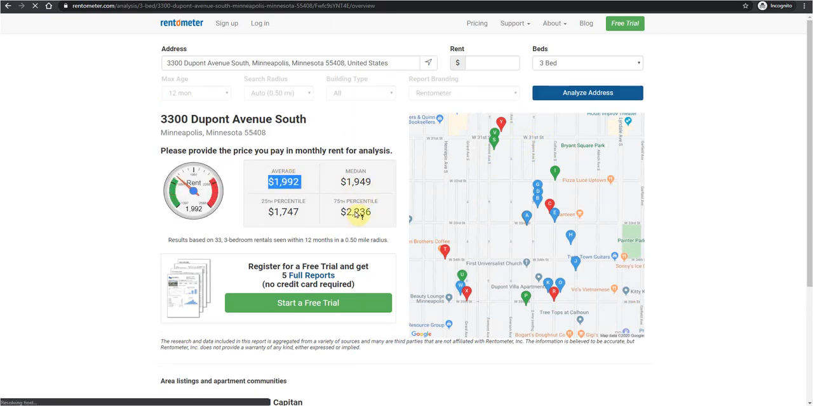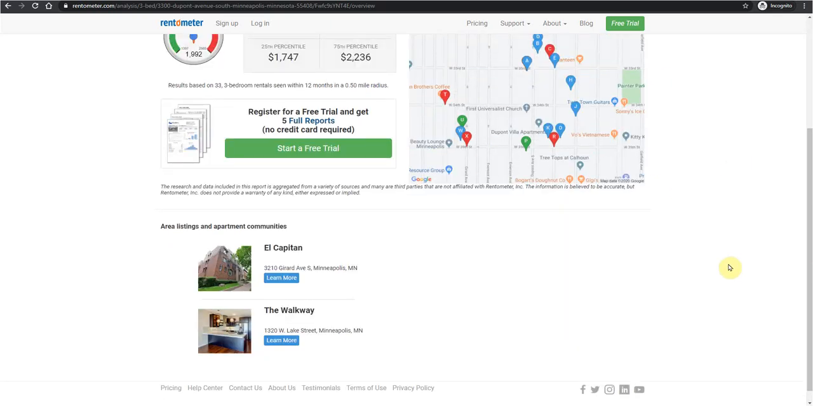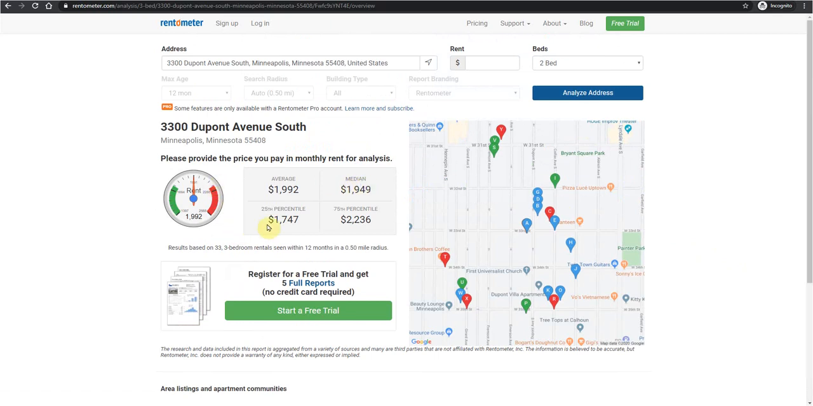So average rent for a 3-bedroom in that area is about $2,000. If you go to a two bed, this will give you the exact comps. You can see you get five free reports before you have to sign up for a premium version, which I do generally use, Rentometer Pro. I'd suggest you look into it if you are a frequent real estate investor and look at a number of different properties in your area.